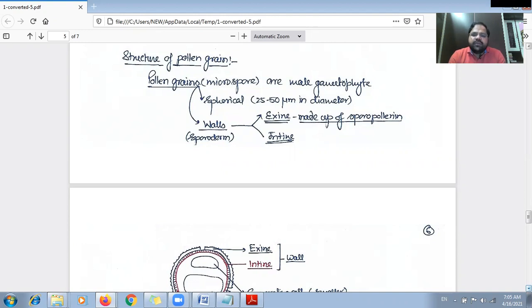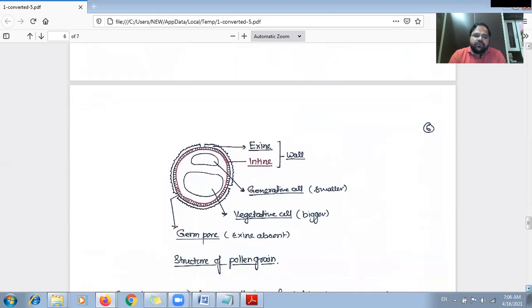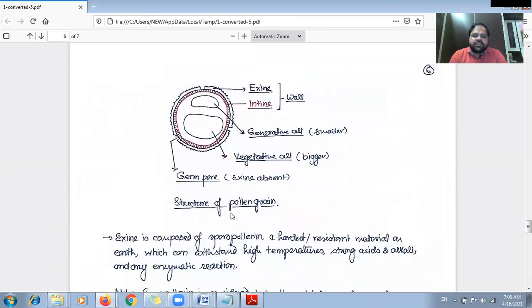The outer layer is called exine and the inner layer is called intine. The outer layer, exine, is made up of sporopollenin. We will see the details of the sporopollenin because it is a very important component of the exine. So we can see this structure, the rough structure of the pollen grain. The pollen grain is covered by a layer called exine, and below this exine there is a continuous layer called intine.